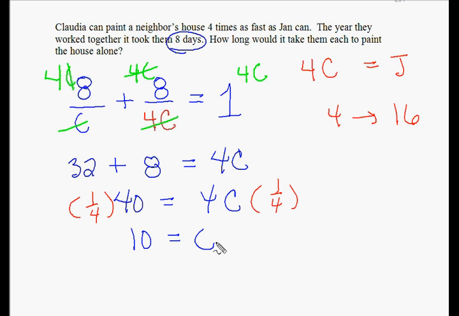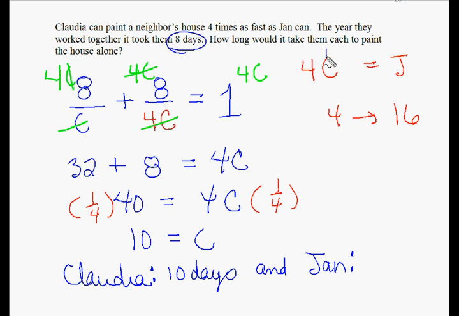So that means it takes Claudia 10 days. That would make sense that if Claudia was working alone, it should take her more than 8 days to paint it. It would take her 10 days. But now how are we going to figure out how long it takes Jan? Well, if we put in Claudia's 10 here, we can see that it would take Jan 40 days to paint the house alone.